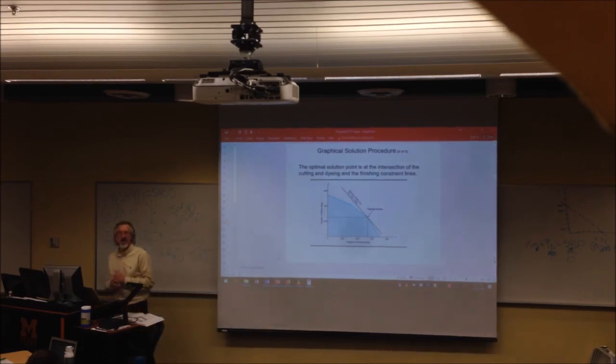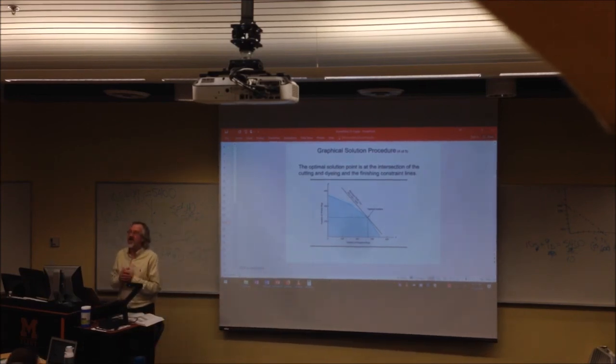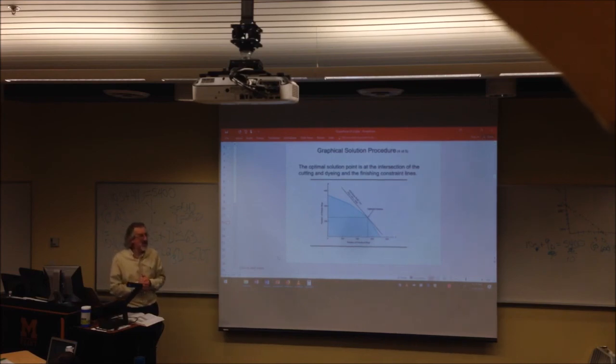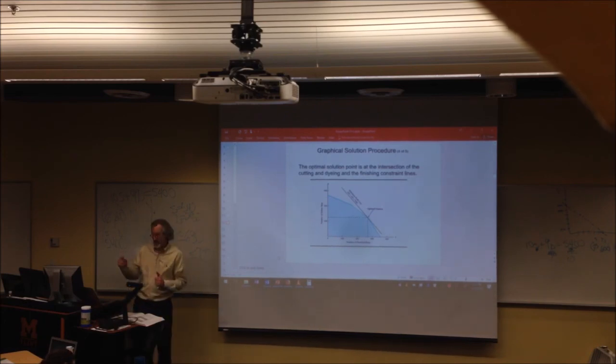Now, I'm going to give you a big hint here. You ready? Binding constraints never have slack or surplus. I want to repeat that. Saves you time. Binding constraints never have slack or surplus. All right.